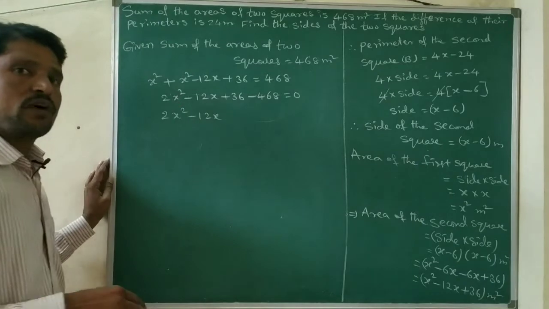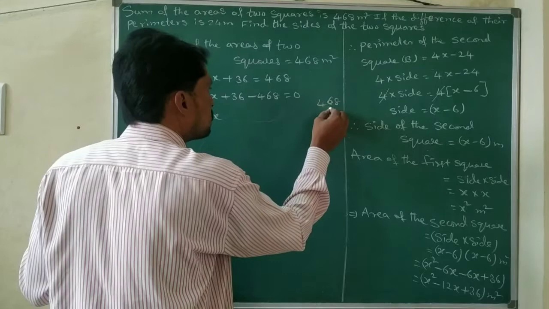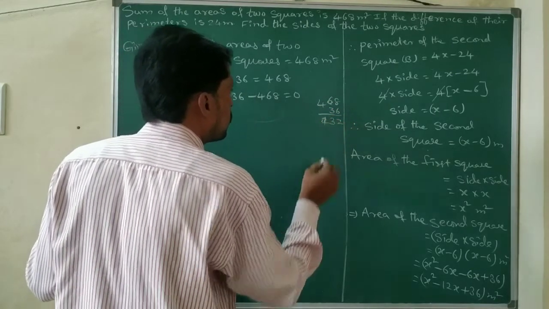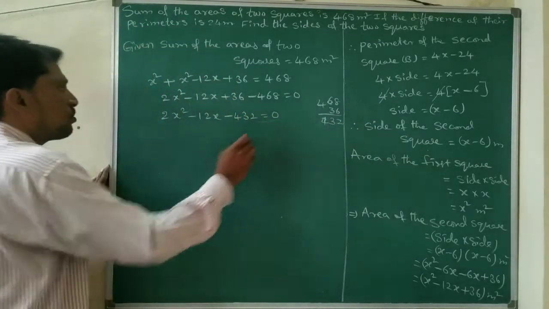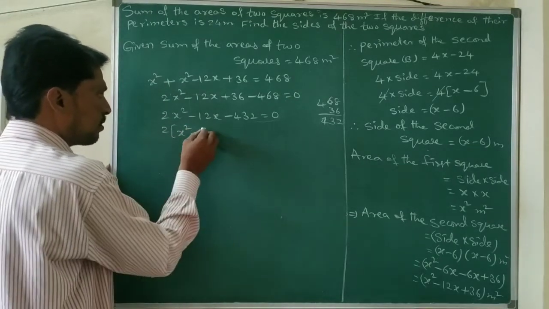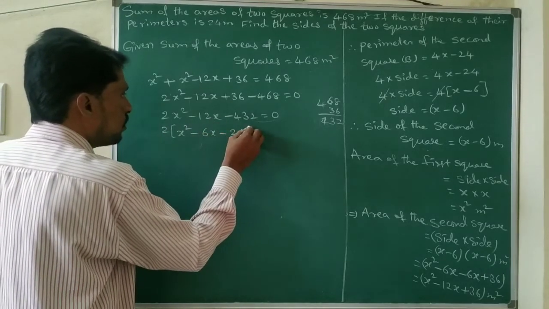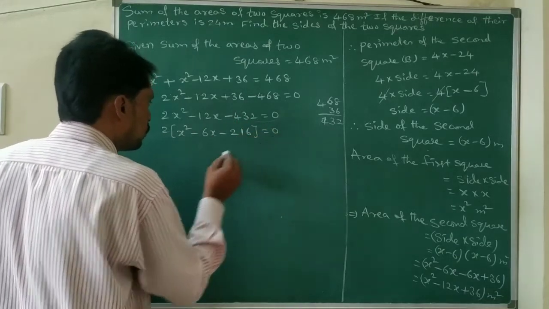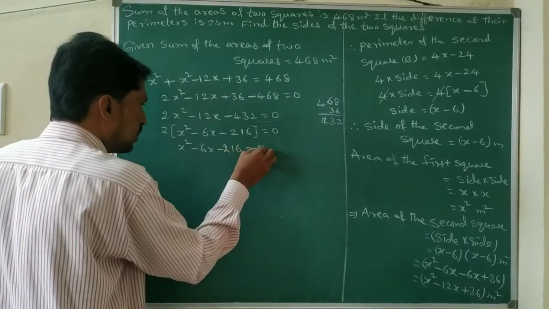Now minus 468 plus 36. One plus and one minus, so we need to do subtraction: 468 minus 36 is 432, so minus 432 equal to 0. In this total we take 2 as common: x square minus 12x divided by 2 is 6x, 432 divided by 2 is 216. So x square minus 6x minus 216 equal 0.